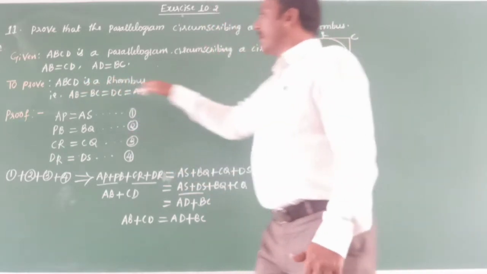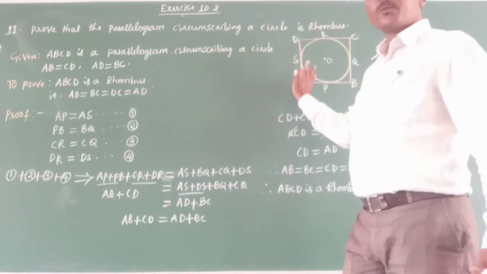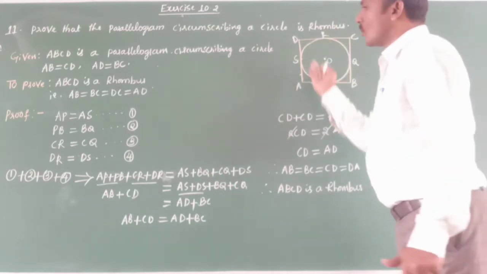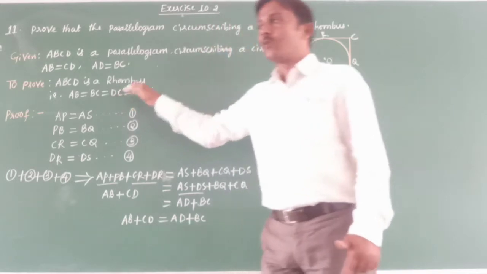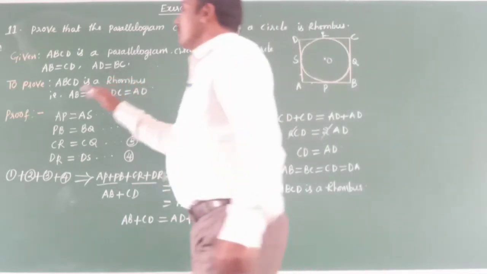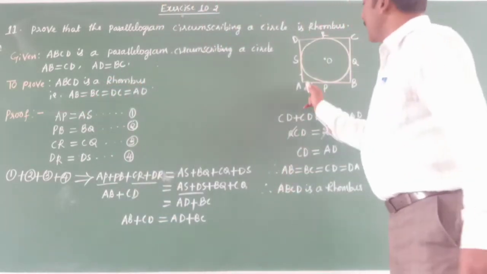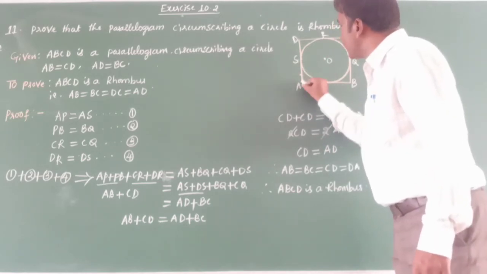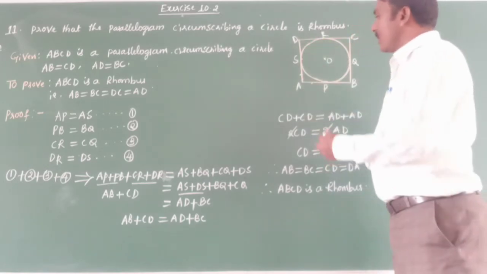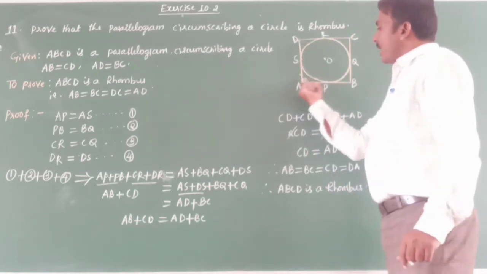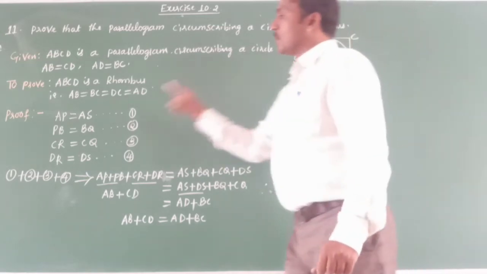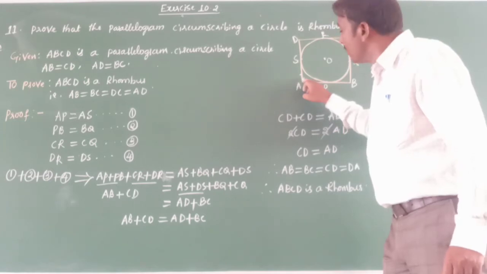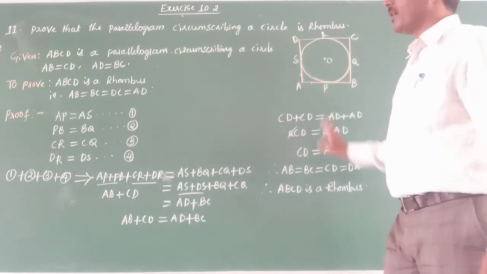What we have to prove? We have to prove ABCD is a rhombus. It is nothing but AB is equal to BC is equal to CD is equal to AD. All sides must be equal. See, A is the external point. AP and AS are tangents to the circle. So AP is equal to AS, because from the same external point, two tangents are always equal.